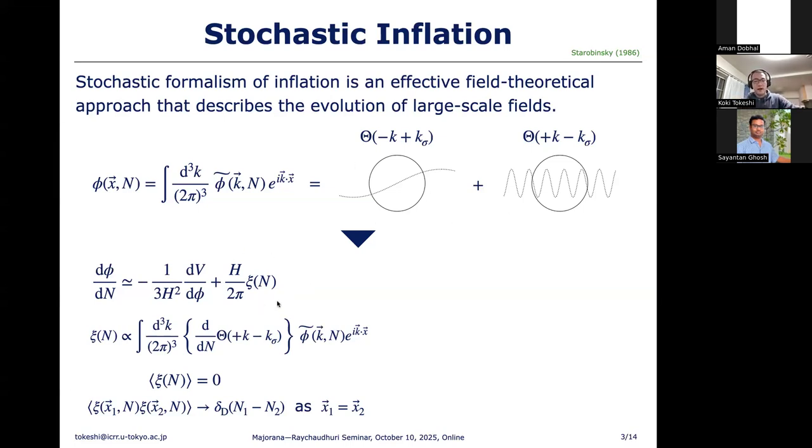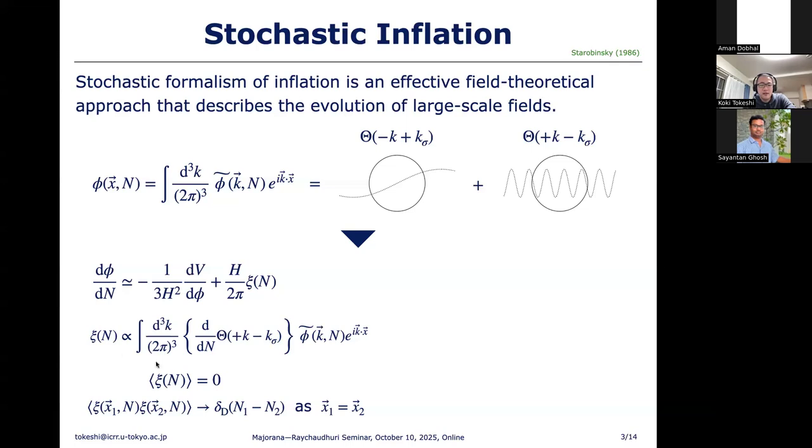So this is why this stochastic noise affects the evolution of the large-scale scalar fields, like in this way. And this is the expression for the stochastic noise. The time derivative hits the cutoff function, which is the Heaviside theta. So the relevant modes at each time that cross the horizon can only contribute to the dynamics of the large-scale scalar fields.